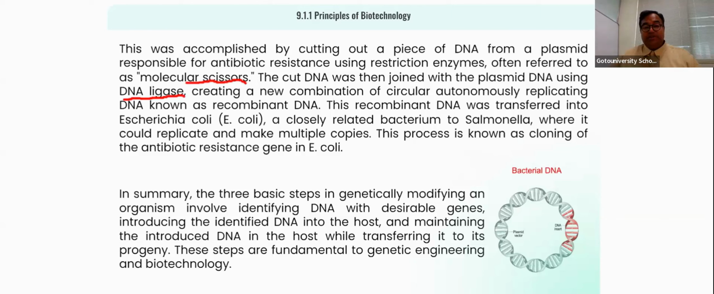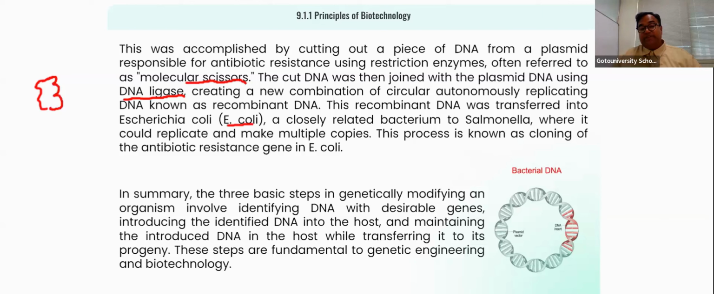So the recombinant DNA was transferred to E. coli, a bacteria closely related to Salmonella, where it could replicate. Who will be replicating? The recombinant DNA of the E. coli is transferred into the Salmonella typhi, and in the Salmonella typhi, this DNA will multiply, right? So what we did basically, we made the E. coli DNA and we linked it with the Salmonella typhi DNA.